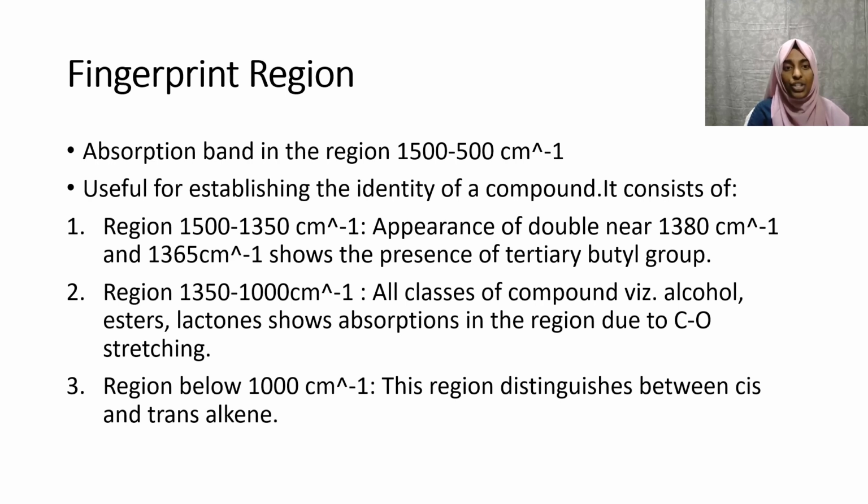It consists of again three regions. The region from 1500 to 1350 centimeter inverse: appearance of a doublet near 1380 to 1365 centimeter inverse shows the presence of a tertiary butyl group. The region from 1350 to 1000 centimeter inverse is used to show absorbance due to carbon-oxygen stretching, in components like alcohols, esters, lactones, etc. And the region below 1000 centimeter inverse distinguishes between cis and trans alkenes.